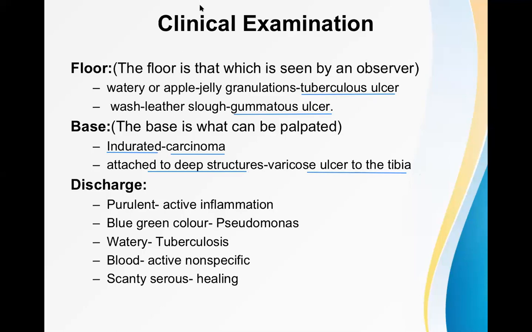Now regarding the discharge, see here, all of you. The purulent type of discharge, purulent means pus, is seen in active inflammation or infection. Blue-green color discharge is seen in Pseudomonas aeruginosa infection. Watery discharge is more commonly seen in tuberculosis. Bloody discharge is non-specific. Sometimes it's seen in tuberculosis also, sometimes in malignancy as well. And scanty serous discharge is seen in a healing ulcer, like after trauma, if it is actively healing. Scanty means a very little amount of discharge. So these are the examinations regarding the discharge from the ulcer.